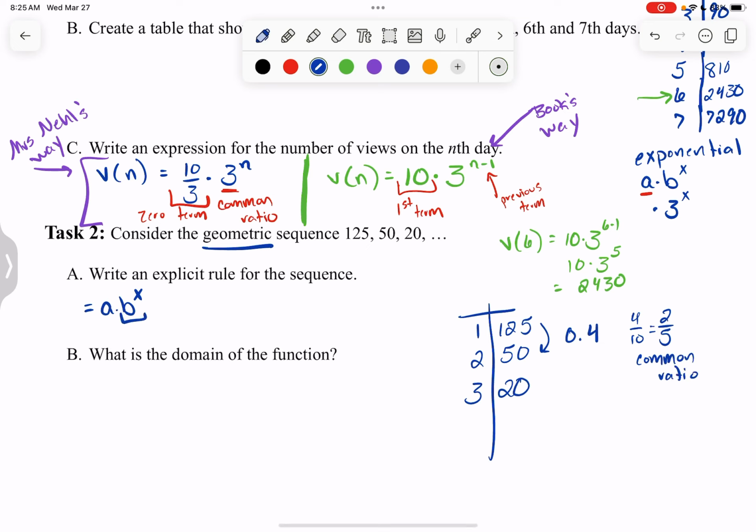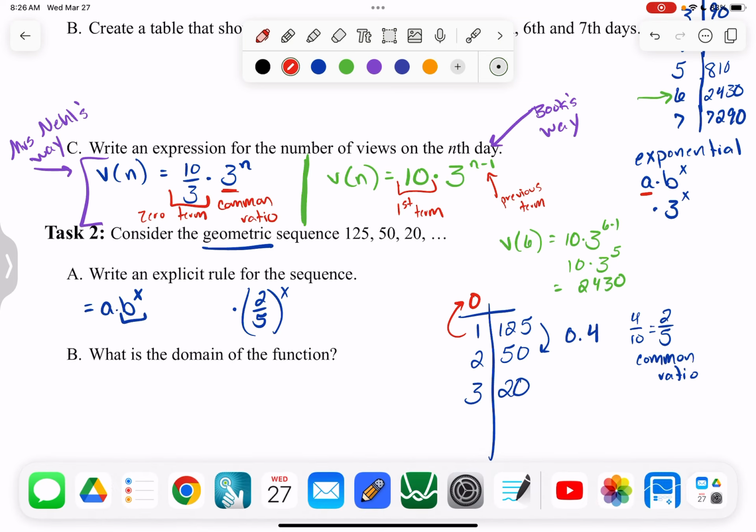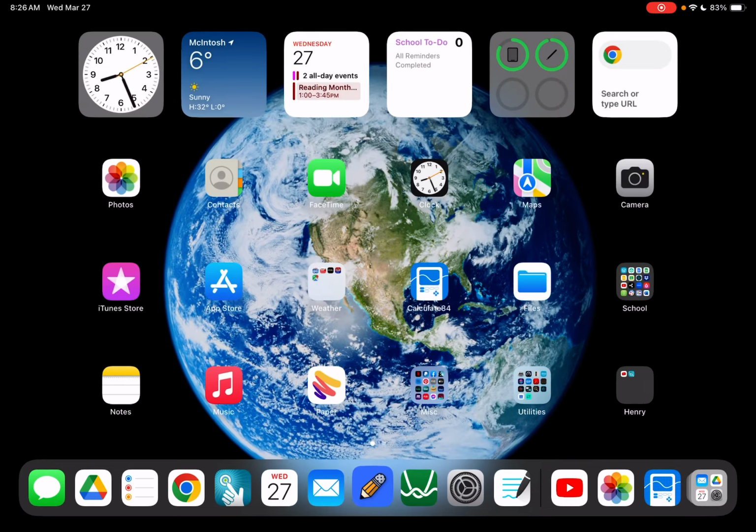Now I need to find my a. To find my a, I go back one term. So to go back, we're going to go bigger. So I need to take 125 divided by what? Is 2.5. So I would need to take the 125 and divide it by the 0.4.